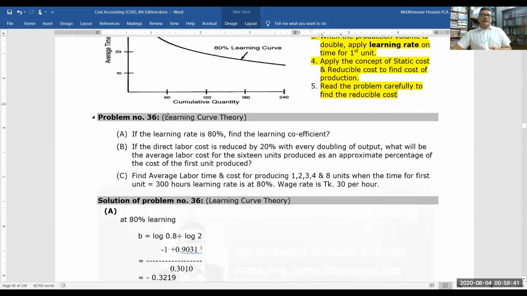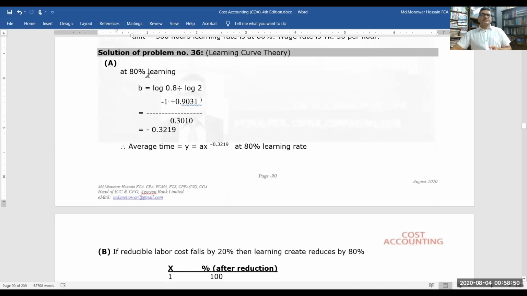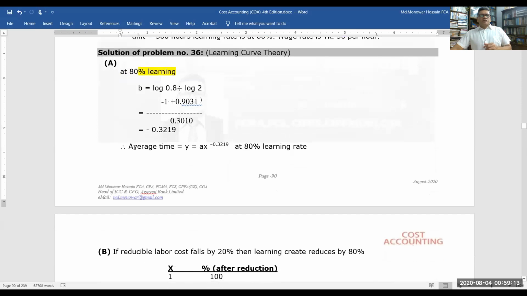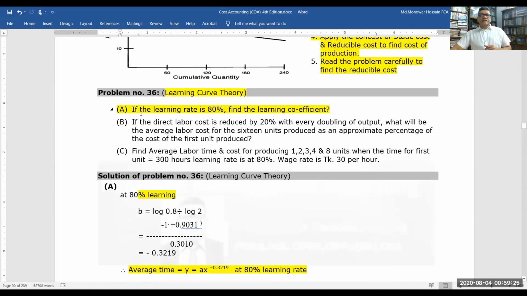So this is the learning curve problem, see here. If the learning rate is 80%, find out the learning coefficient. So we have to use the log at the 80% learning curve. B, if with the log, then this figure we will find is minus 0.32. So the average time would be this figure. Okay.